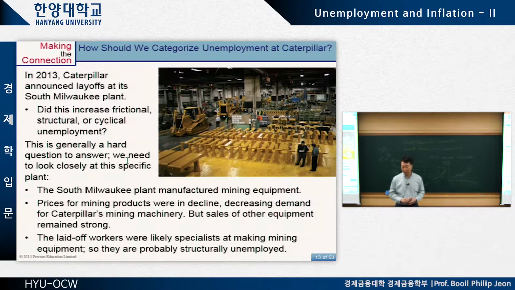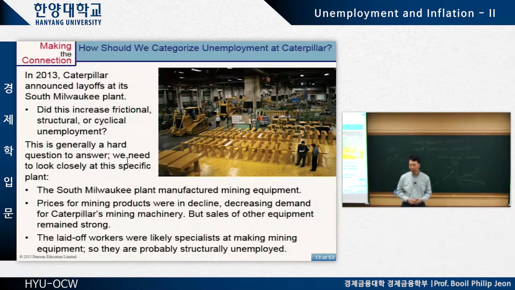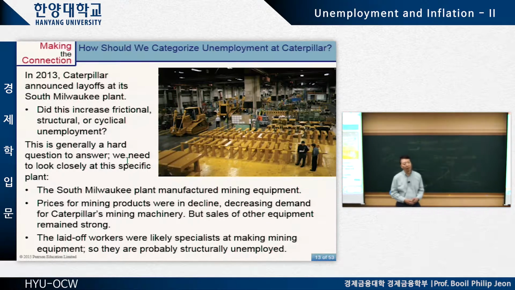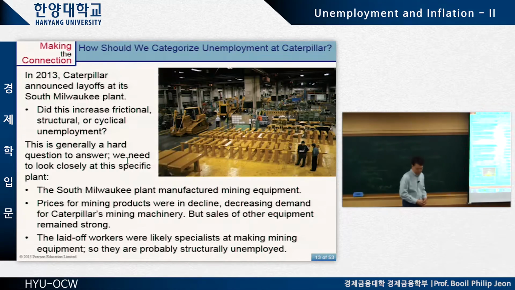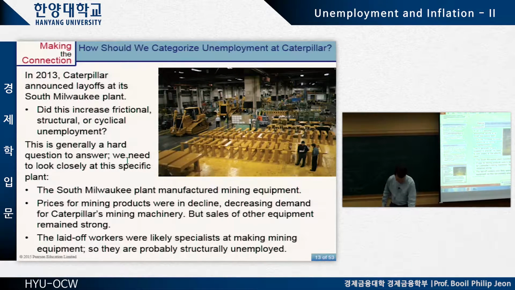But if unemployment happens only within a specific industry, like this, the Caterpillar mine equipment manufacturing industry, then it's not a cyclical unemployment. It has to do with something, some changes within the industry, the demand for that equipment has disappeared. So it has to be a structural unemployment. So in this situation, they discovered that this is more of structural unemployment.